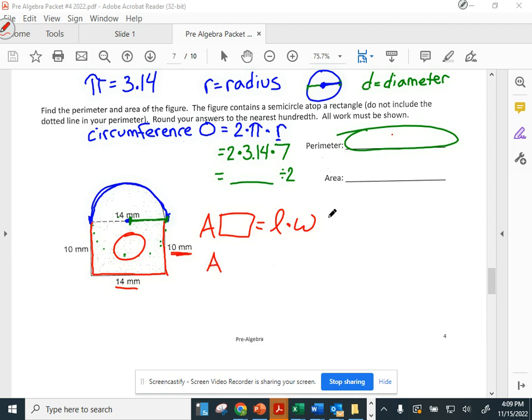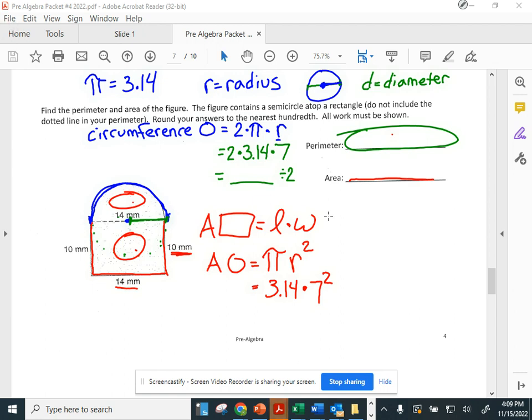So to find an area of a circle, that is pi r squared. So that would be 3.14 times our radius squared. Keep in mind that it is half of a circle. It's a semicircle. So our area, what are we going to have to do to that to get the area of the semicircle, of a half circle? Then you're going to add both of your areas together to get the area of the full figure.